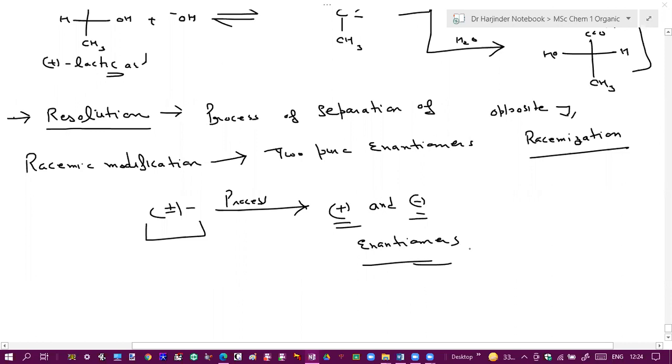Now, what will be the basic principle of resolution? As we have discussed earlier, can you separate a mixture of two enantiomers by any physical method? No, sir. Why not? They have the same physical properties. They have the same melting point, same boiling point, everything is same. So you can't use physical methods for resolution. If you have a mixture of two enantiomers, you can't separate them by physical method. So what will you do? What will be the principle of this resolution?